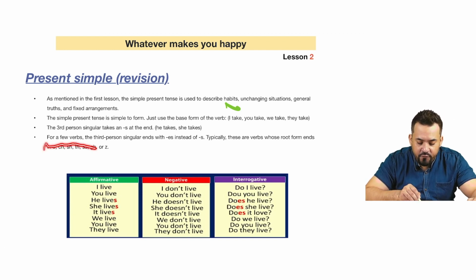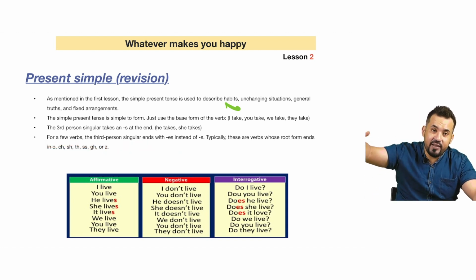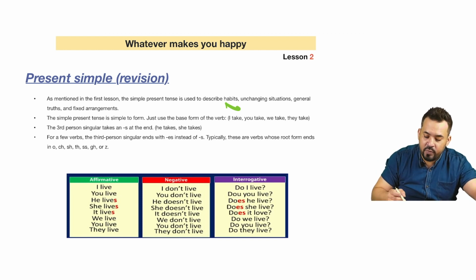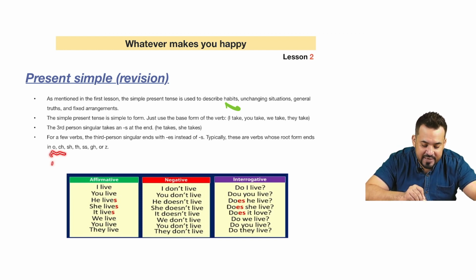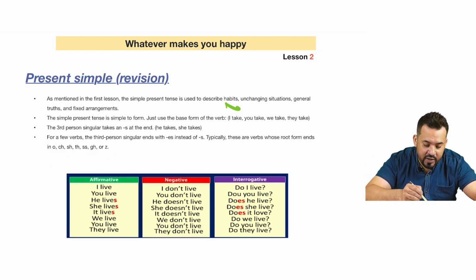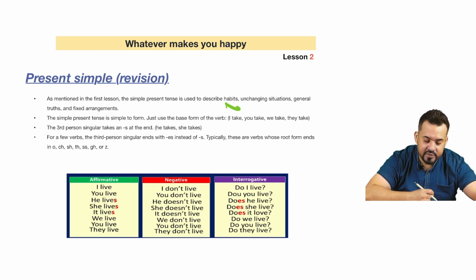For a few verbs, third person singular ends in es. So in some cases, we must add an e before the s. These cases apply when the word ends with o, ch, sh, th, ss, gh, or z. So if the last letter in the word is any of these, that means we must add an e before we put the s.